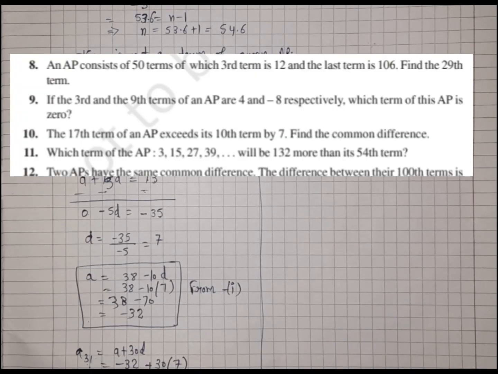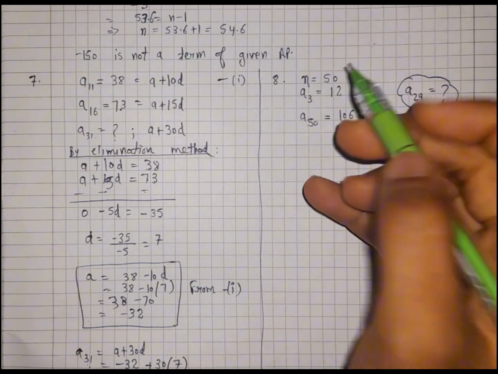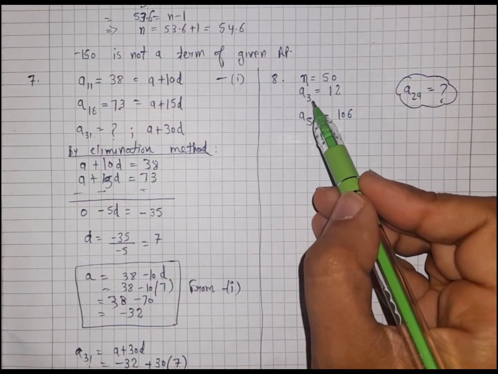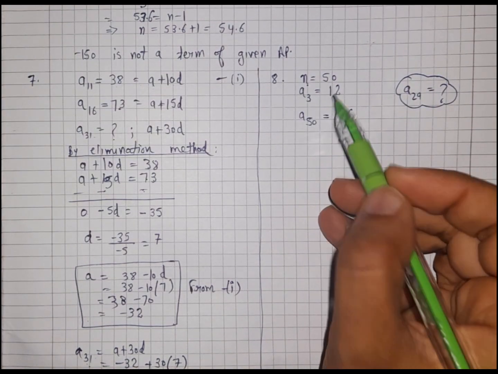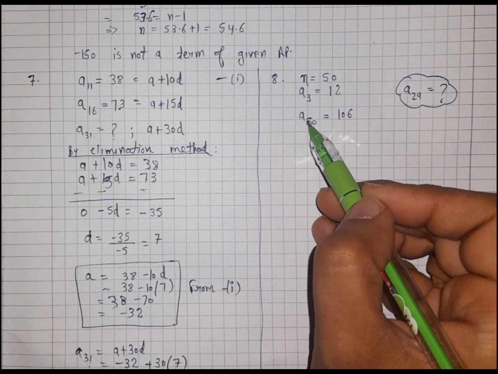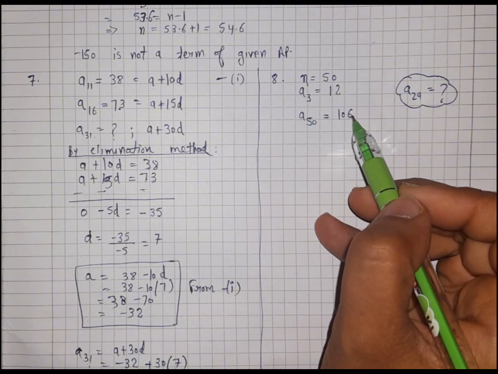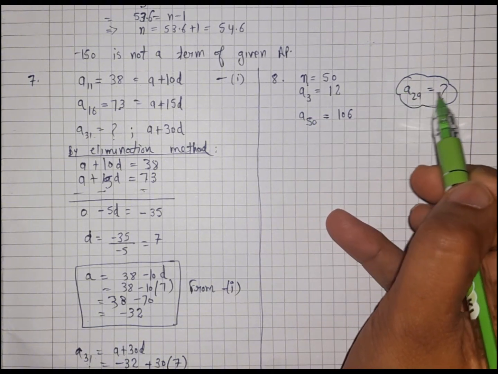Eighth question, an AP consists of 50 terms, of which the third term is 12 and the last term is 106. Find the 29th term. So the number of terms is 50. The third term, that is a3, equals 12, and the last term, that is a50, equals 106. We need to find the 29th term.